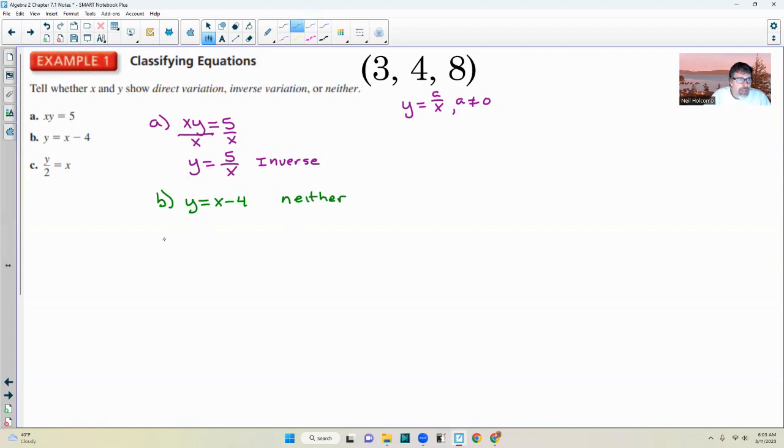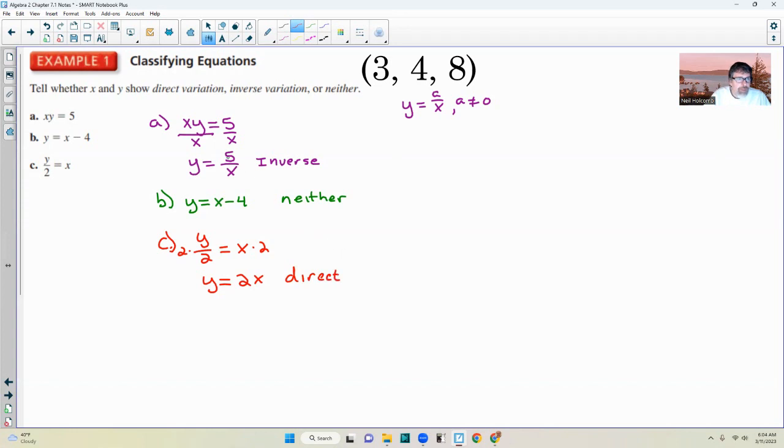And let's look at C. You're probably wondering, well, what's a direct variation? We haven't done one of those. Well, here we go. y over 2 equals x. If I multiply both sides by 2, the 2's cancel, and I get y equals 2x. So since y is equal to a multiple of x, in other words, it's linear, then that is a direct variation.